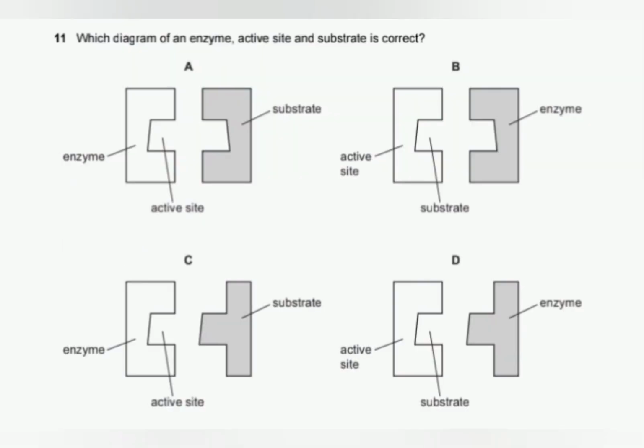D. So that question is coming from enzymes, and it is saying, which diagram of an enzyme, active site and substrate is correct? So an enzyme, it has a what? An active site, which is this part here. So let me just point at the correct answer here. So the correct answer here is going to be what?